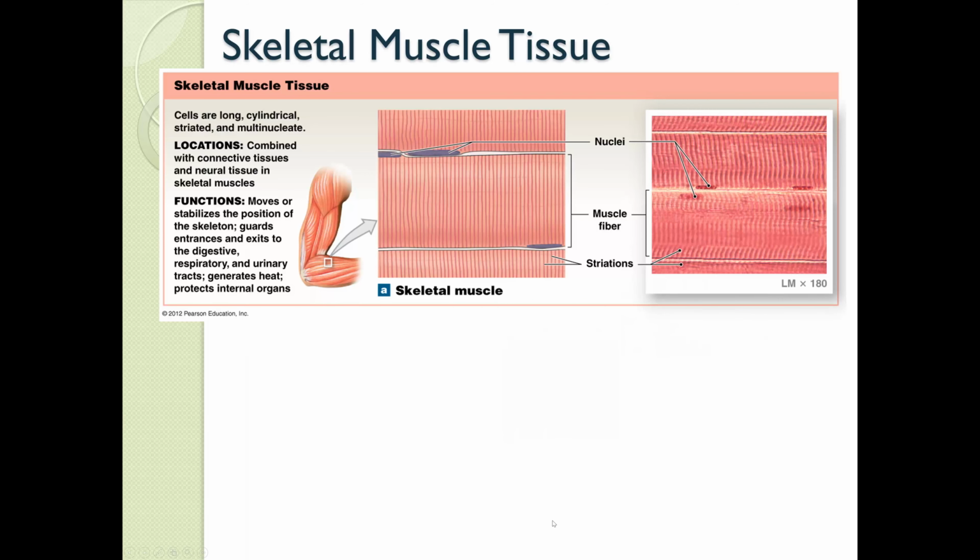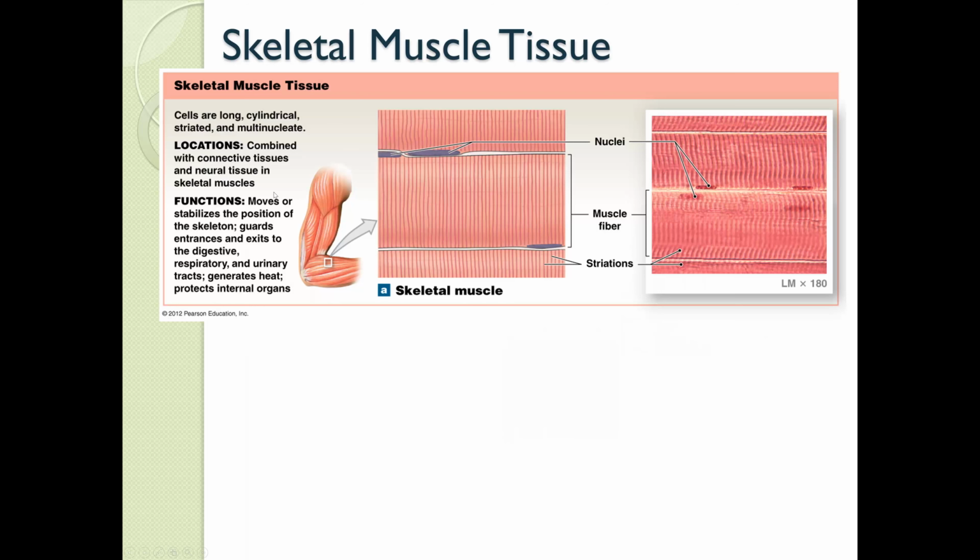Skeletal muscle tissue has very long, cylindrical, striated, multinucleate cells. In fact, these cells are so long, they are often called fibers, even though they are single cells with all of the properties that we learned about in chapter 3. Some of these cells or fibers can be up to 30 centimeters long, which is about the length of a 12-inch ruler. You can find skeletal muscle tissues combined with connective tissues and neural tissues to make up the organ that we call skeletal muscles.